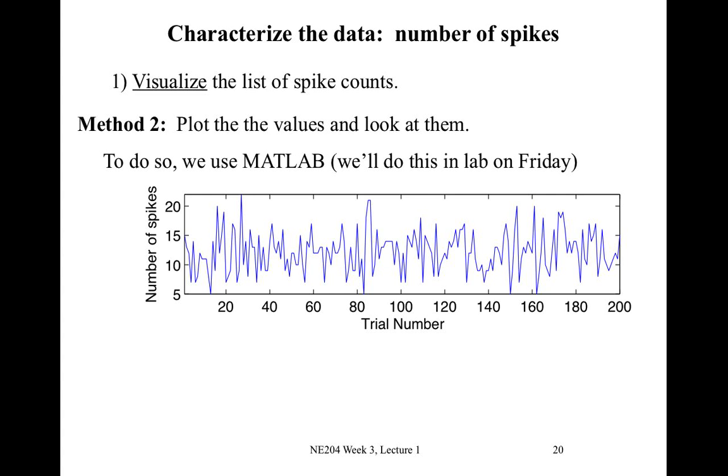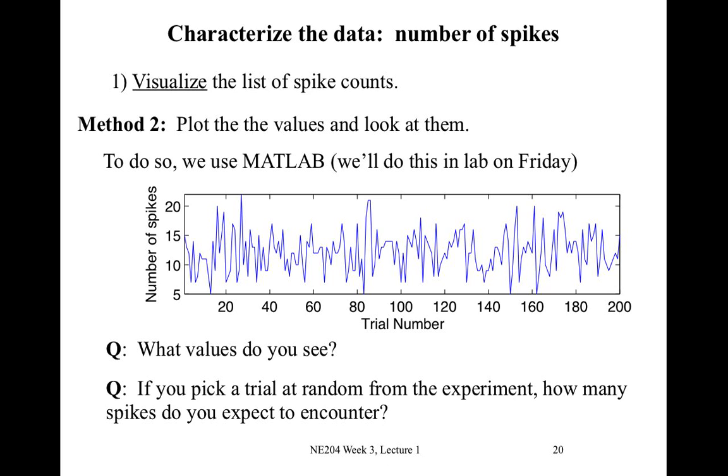We'll do this in MATLAB on Friday, but just to get us started, here's a plot of the number of spikes on the vertical axis versus the trial number on the horizontal axis. And we can ask similar types of questions, like what types of values do you see? We see in this case that there are values that go down to 5 and all the way up to 20. And if we were to pick a trial at random from the experiment, so out of all 200 trials, pull one out at random, how many spikes would you expect to find? Well, a reasonable guess is we would expect to find something maybe in the range of 10 to 15, maybe a little bit lower or a little bit higher. Somewhere in this range. We wouldn't be surprised if we pulled out a trial at random and got 12 spikes. We'd be very surprised, however, if we pulled out a trial at random and saw 100 spikes, since that doesn't seem to appear in our data at all.